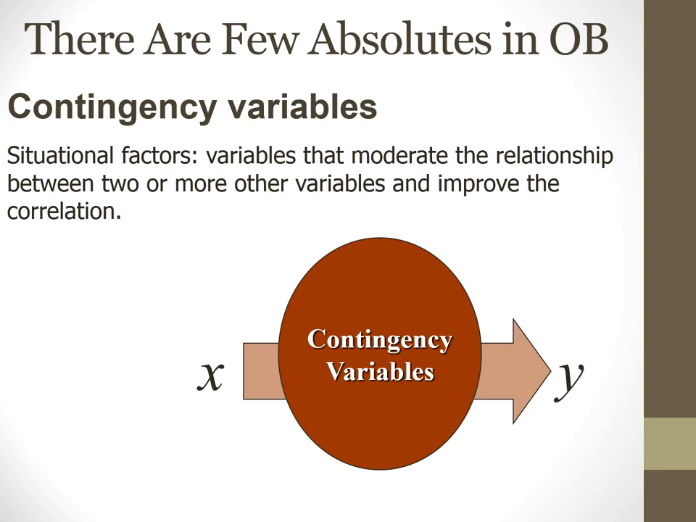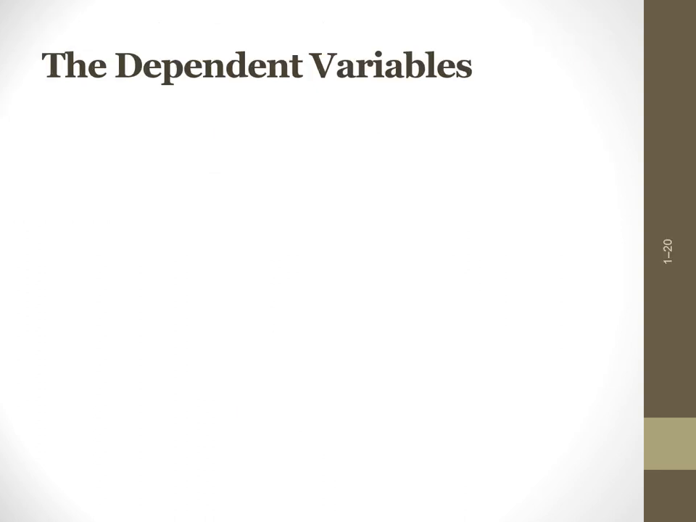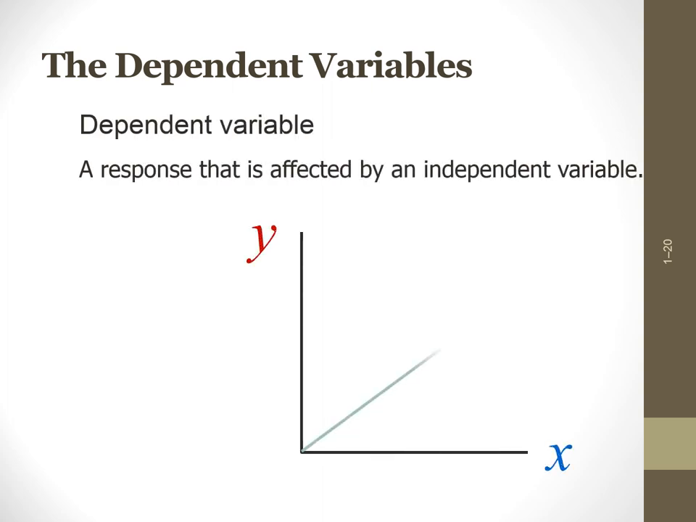There are few absolutes in OB. Contingency variables mean a situational factor: if X happens, then Y happens. Contingency variables: X and Y, dependent and independent variables.